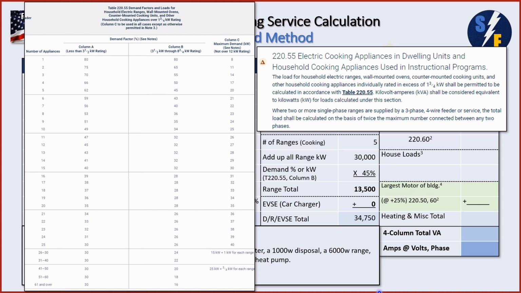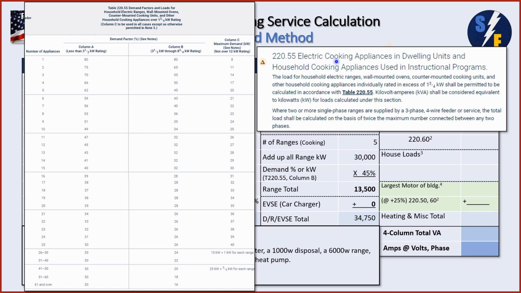All right, moving on to ranges. Now, just a quick note, when we say ranges, we're generally talking about any fixed-in-place cooking equipment in the kitchen. We take the shortcut as electricians, we just use the term range for all of it. But there are certain situations where a range is different from how a cooktop or an oven may be calculated. And I talk about that a lot in my range video, and I'll put the link up here in just a moment for that. But let's start by reading 220.55.